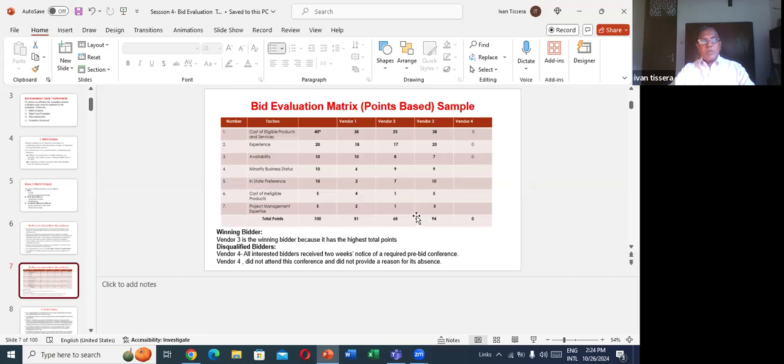Project management experience, vendor 3 gets 8, vendor 2 gets only 1 mark. What is the total marks? Vendor 3 is the winning bidder because it has the highest score. What is the score? 94 marks. Disqualified vendor is vendor 4, right? So that is some idea about the metrics point-based example.